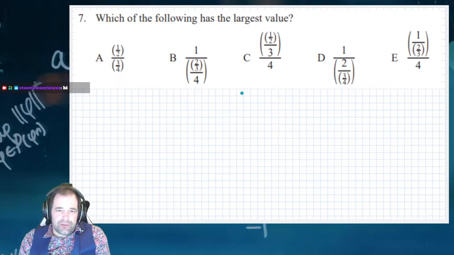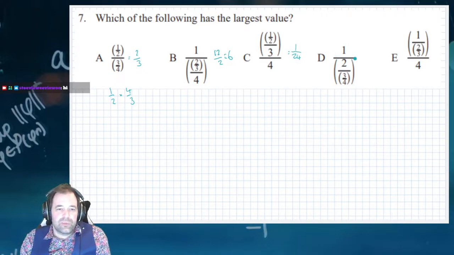All right, which of the following has the largest value? We're going to just divide these. A half divided by 3/4 is the same as a half times 4/3, which is going to be 2/3. 1 divided by 2/3 divided by 4. Well, 2/3 divided by 4 is 2/12. 1 divided by 2/12 is 12/2, or 6. A half divided by 3 is a 1/6. Divided by 4 is a 1/24.